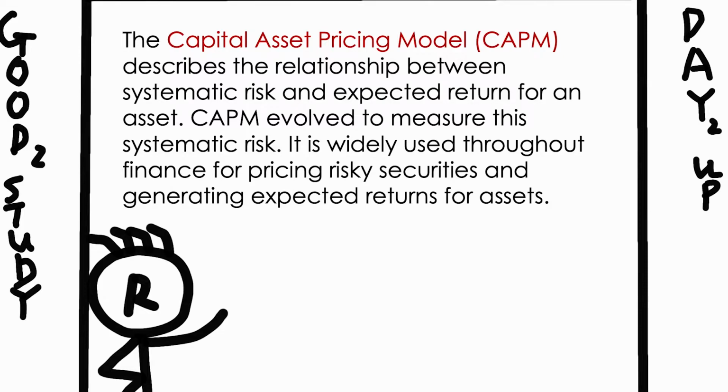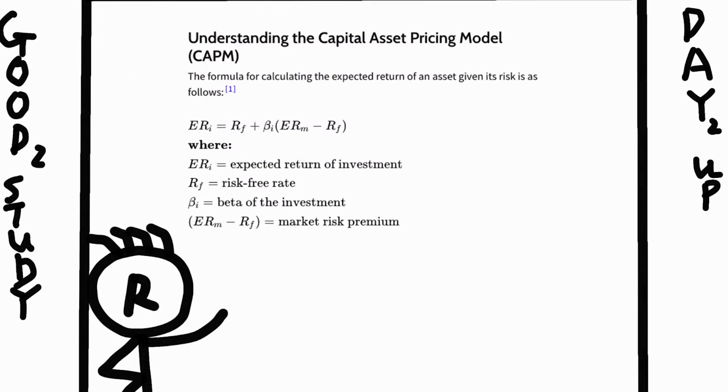So the capital asset pricing model describes the relationship between systematic risk and expected return of an asset. The CAPM is used to measure this systematic risk. It is widely used throughout finance for pricing risky assets and generating expected returns for this asset. Now let's take a look at the formula. So this is the formula for CAPM, and you can see on the left hand side we have the expected return for this asset, and this expected return is equal to risk-free return plus beta times the market risk premium. And the market risk premium is equal to the expected return of this market minus the risk-free rate.